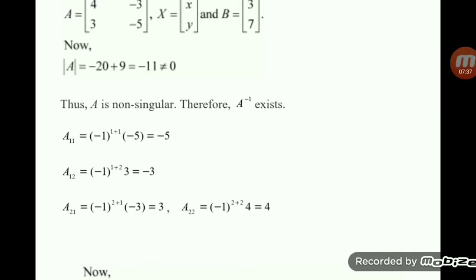So here you see this is minus 11, so I have substituted minus 11 and the cofactors minus 5, minus 3, then 3, 4. Okay, then here the minus sign, you can adjust with this, that is 5, minus 3 or minus 3, minus 4. Also you can do it directly without multiplying by the minus sign. If you do the product and after that multiply, that will also be correct.